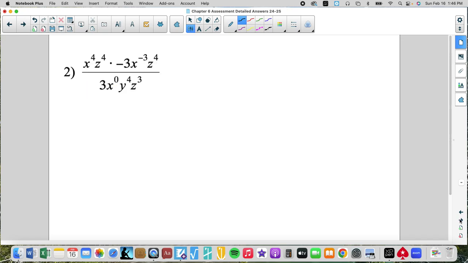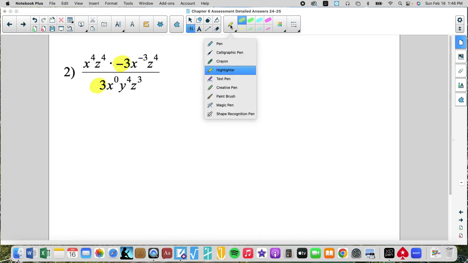So take a peek at this one. Pause the video. Take a second. Do this problem. And then turn it back on and we'll go over the answer. Welcome back. Coefficients, negative 3 and 3, which makes negative 1.